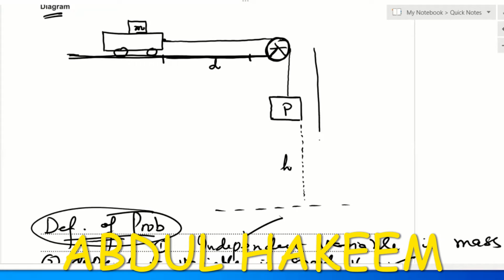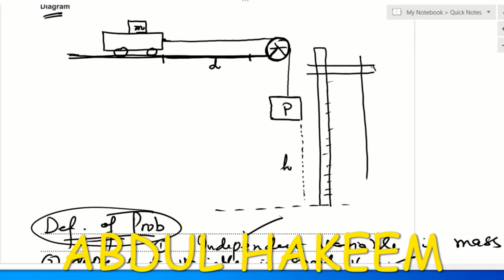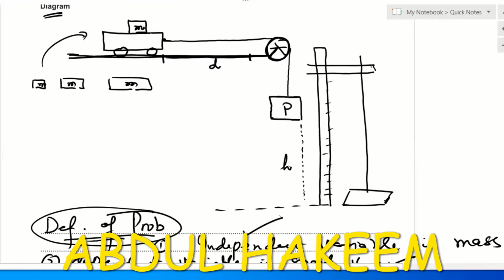We will clamp here a meter rule, a vertically clamped meter rule. This is the meter rule, and here is the stand. Now we have to show different sized masses, at least 3 masses, because we have to change them. We have to place different masses on the top of the trolley for different readings. So for the measurement of the mass, we will show here a top pan balance, an electronic balance, it's up to you.